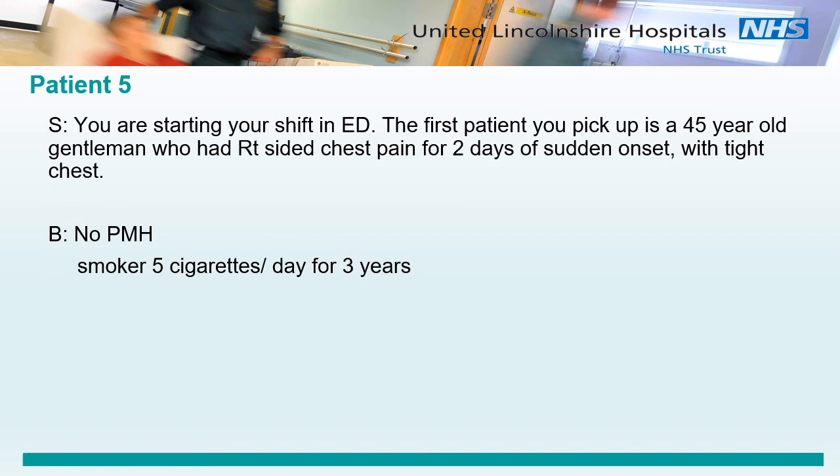The last one: you are starting your shift in ED, and the first patient you pick up is a 45-year-old gentleman who has had right-sided chest pain for 2 days, of sudden onset, with some tight chest. No past medical history apart from being a smoker, 5 cigarettes a day for 3 years. So what are you going to do for that one?